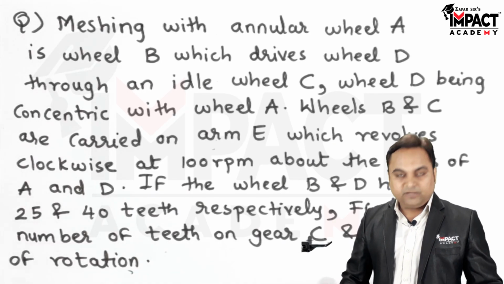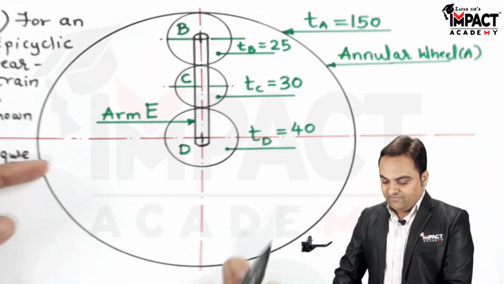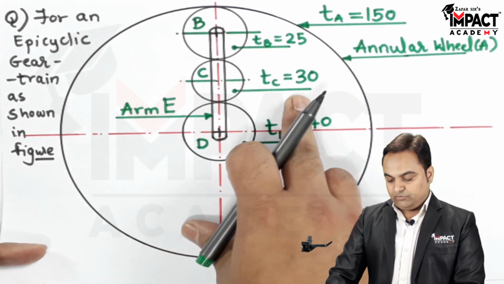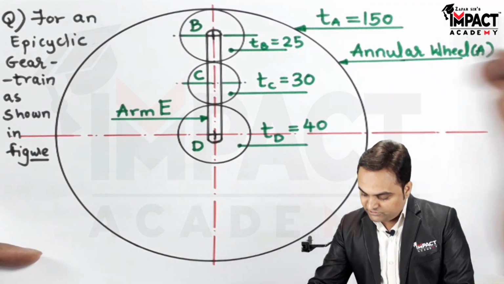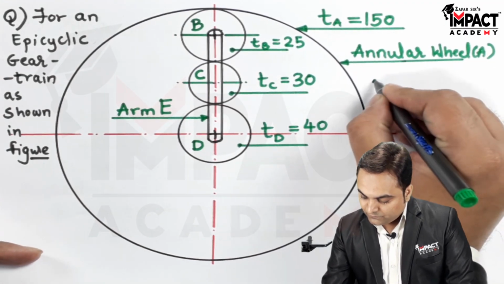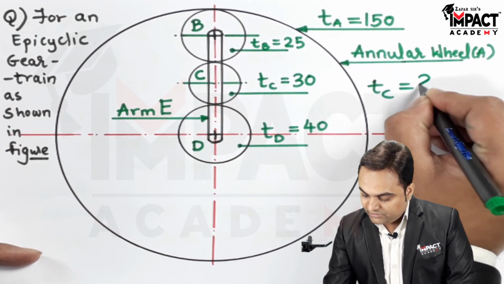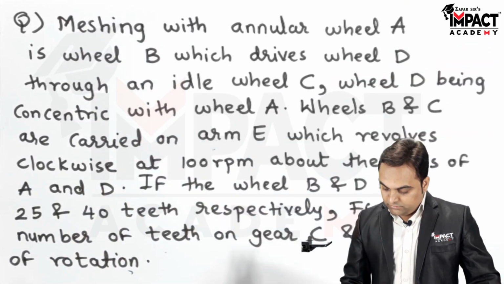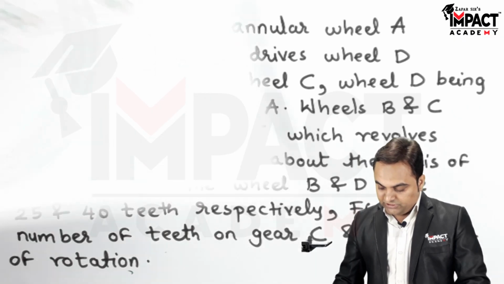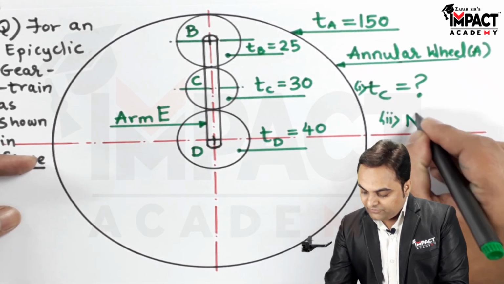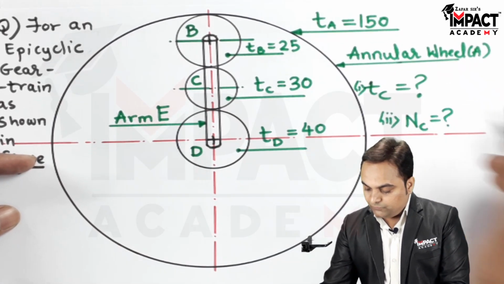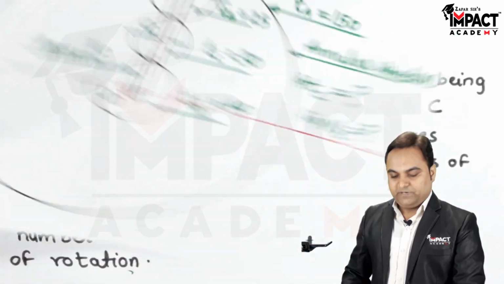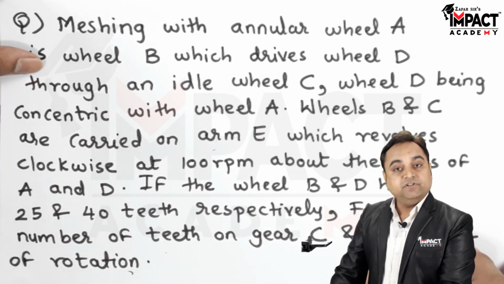So we have to find the number of teeth, and here I have written that the number of teeth is 30. So I will be proving how this 30 comes. So the first thing is to find the number of teeth on gear C, first question, and its sense of rotation. So we have to find the speed of gear C, that would also indicate the sense of rotation. How this 30 comes is the part of the solution. So starting with the solution part.